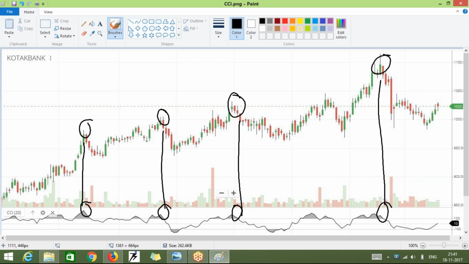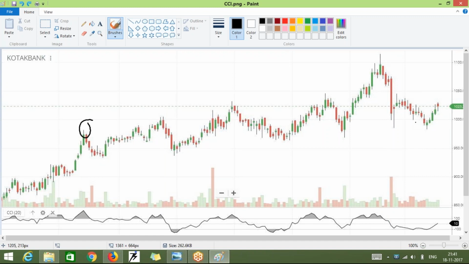When it says it's overbought, the stock starts moving downward. Again, here also the stock started moving downward. At this point also the stock started moving downward, and here also. But one thing to mention is CCI can be traded in another way apart from overbought and oversold.